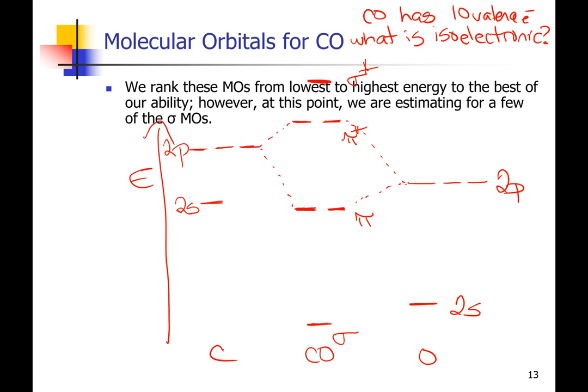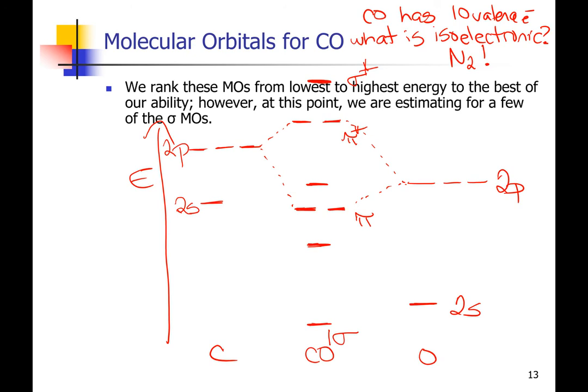And the correct answer is diatomic nitrogen. N2 also has 10 valence electrons. In the N2 diagram, we had 1 sigma at the bottom, and then we had 2 sigma, and then we had pi, and then we had sigma again, and then we had pi star, and then we had sigma star. It is reasonable to conclude, and is in fact backed up by experimental evidence, that carbon monoxide, which is isoelectronic with nitrogen, will have its molecular orbitals in the same order.